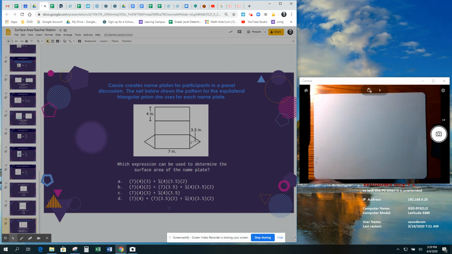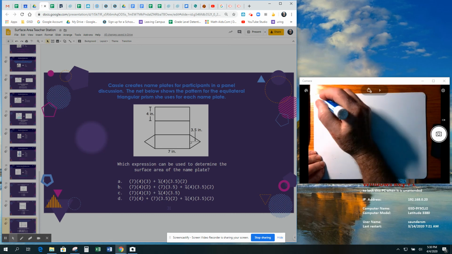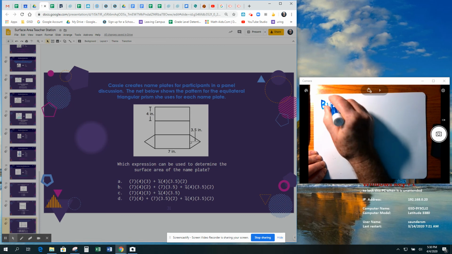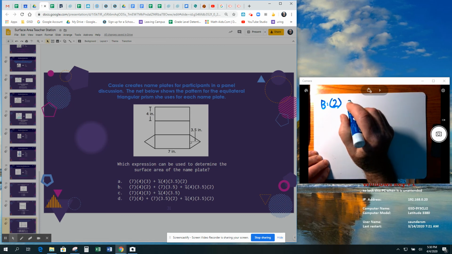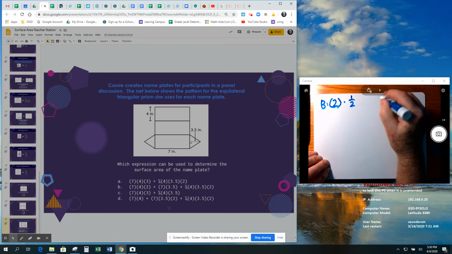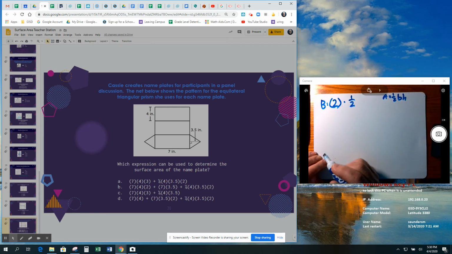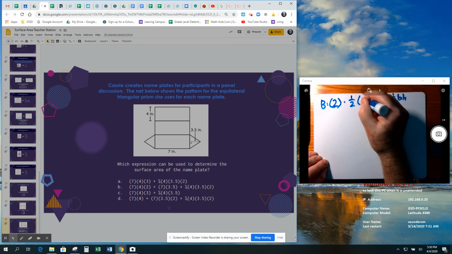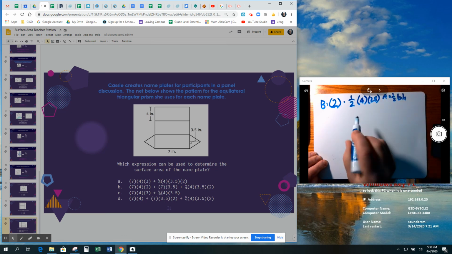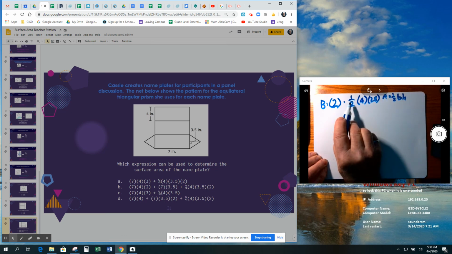Okay, so it's an equilateral triangle. So we have two bases, so we have 2 times. The bases are going to be the same. And the area of a triangle is 1/2 base times height. And the base says it's 4 inches, and the height says it's 3.5 inches. Okay, so I have 2 times 1/2 is 1.